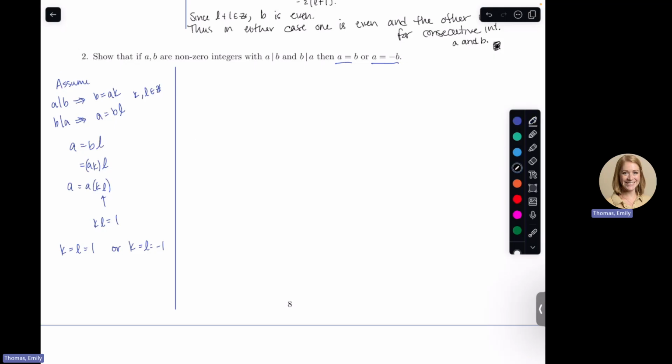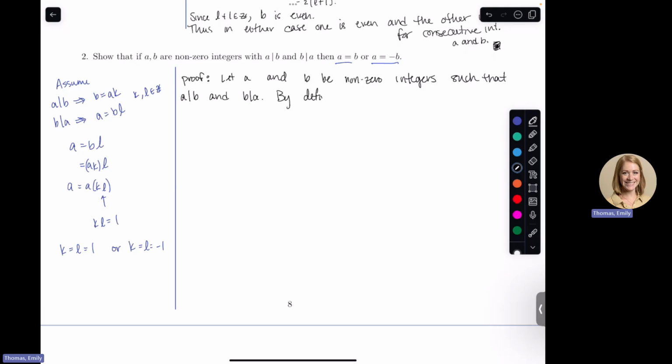So we're going to write the proof now. Let a and b be non-zero integers such that a divides b and b divides a. By definition, b is equal to a times k and a is equal to b times l for some integers k and l.